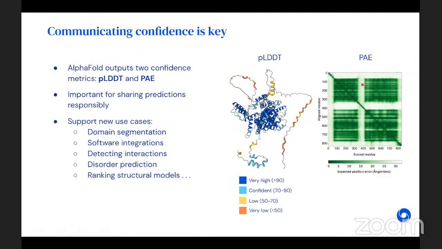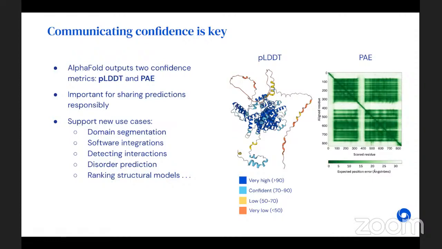It turned out to be extremely important for sharing these predictions responsibly. People started using this in papers. If they're using a computational prediction, they will share this, because it gives the people reading the paper a baseline of whether you should trust this prediction, which is incredibly important. But it also actually opened up some new use cases.